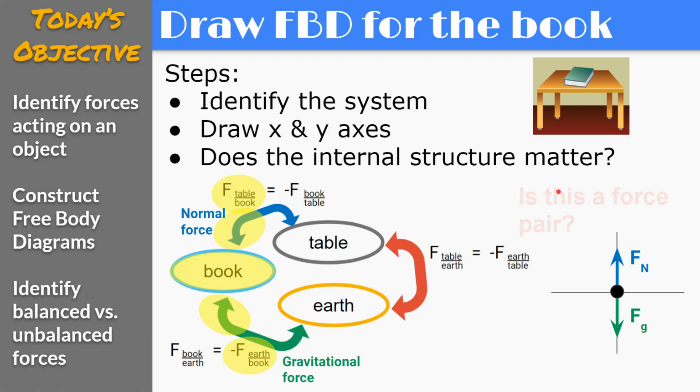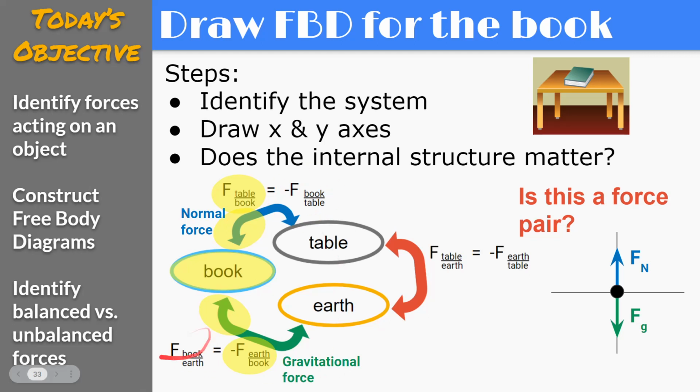Are these a force pair? Because they are equal and opposite to each other. However, we talked about force pairs on Friday. In order for it to be a force pair, it needs to be between the same 2 objects. So this Fn and Fg, not a force pair. Fn is a force between the table and the book. There is another half. The book pushes down on the table. The table pushes up on the book. That's a force pair. This one doesn't show up in my free body diagram.